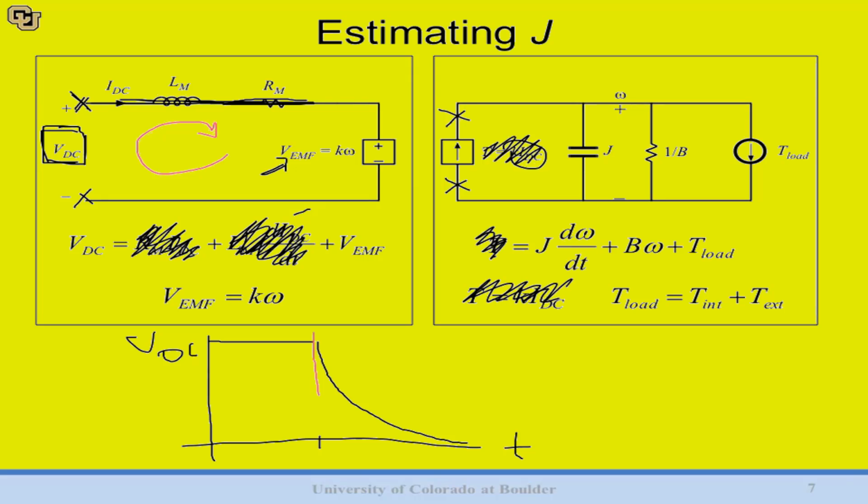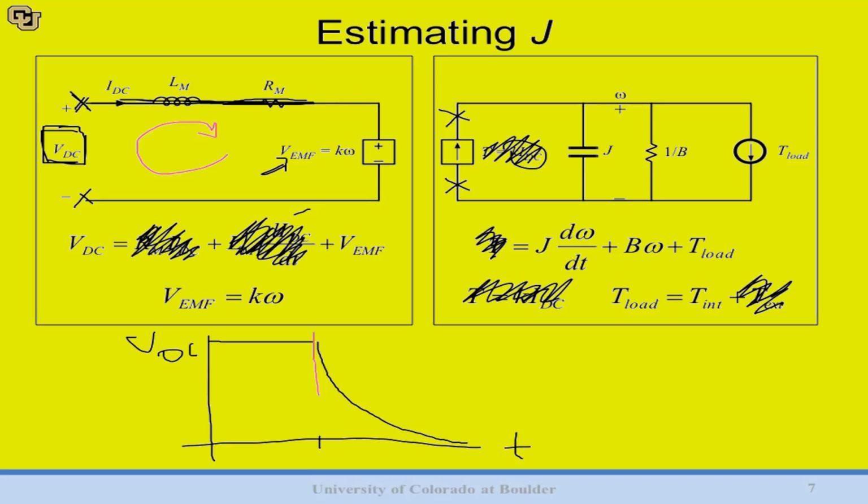IDC is 0. And we're going to use the same estimation where we have no external torque, so we're going to cross T external out. And you can see we've simplified things quite a bit here.